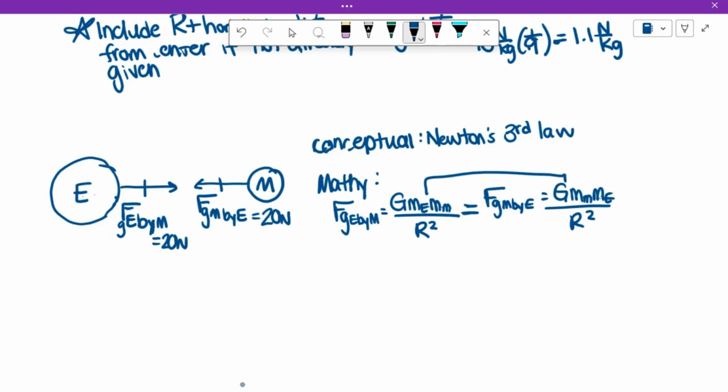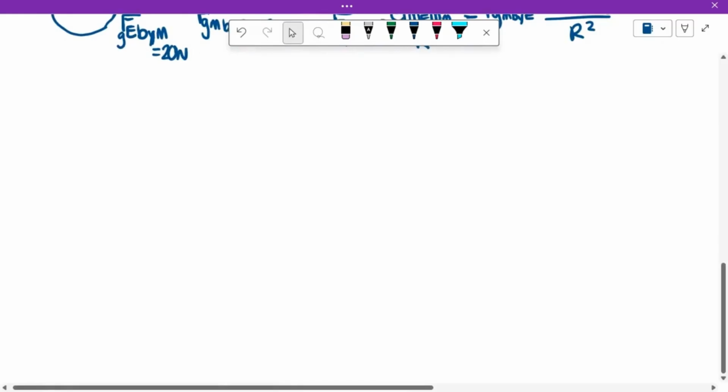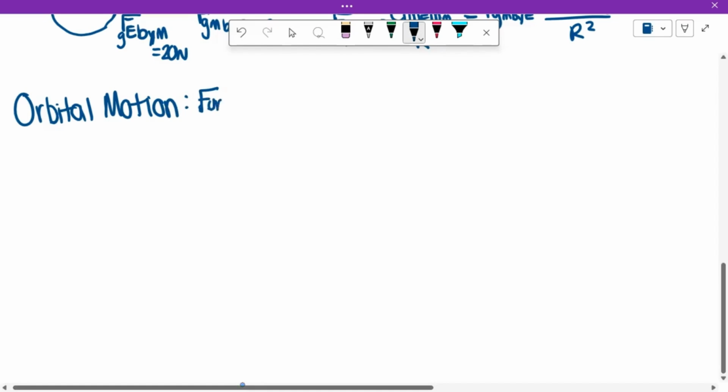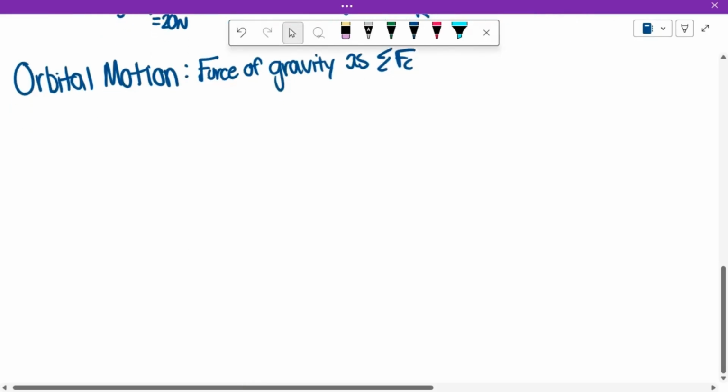So now let's get into how gravity works when it comes to orbital motion. Orbital motion is just a fancy name for the force of gravity as our net centripetal force. Okay. So we can see orbital motion in a couple of different instances.